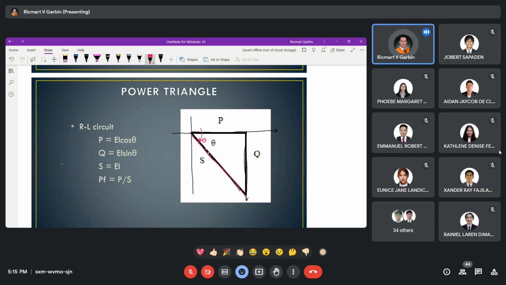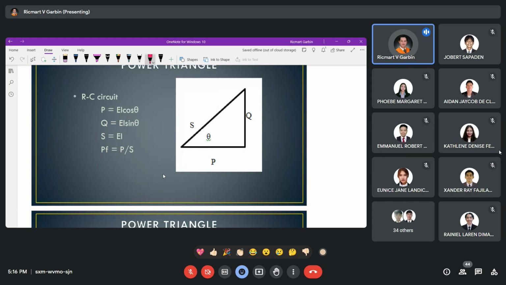Yan. So, kung kukuhanin natin ito, itong mga ito, ito yung mga magnitude lang. Kung gagamitin natin ang P, ito yung nasa adjacent, in terms of Q and S. Ang power natin, kung ang pagbabasehan natin ay EI, ay EI cosine theta. Tapos, ang Q natin ay EI sin theta. Ang S natin ay EI. Tapos, ang power factor natin ay P over S. Yan yung sa RL circuit.